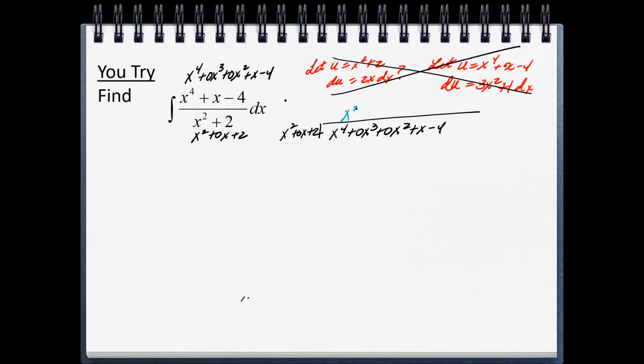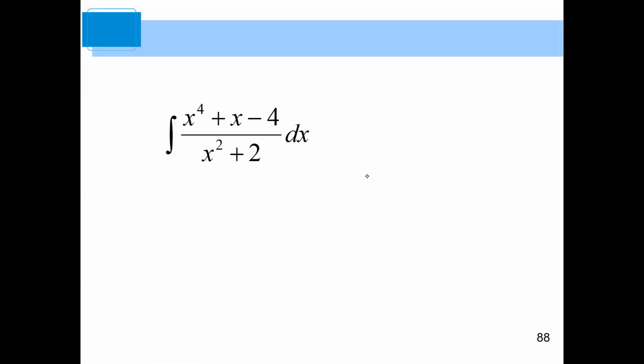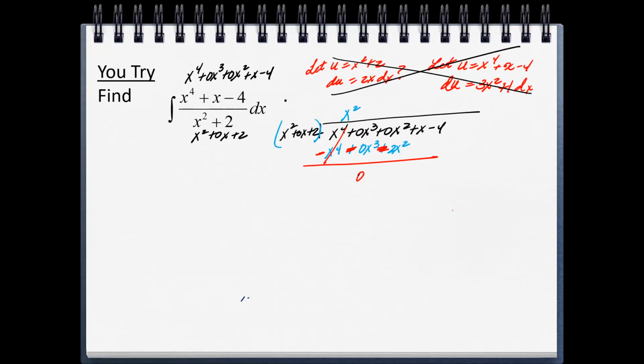x squared times x squared is going to give me x to the fourth, but keep in mind you have to distribute into everything in the parenthesis. So plus 0x to the third plus 2x squared. And then remember, when you subtract this, it becomes a negative, negative, and a negative. Okay? That cancels. That just gives you 0x to the third. That gives you a negative 2x squared, and you bring down the x.